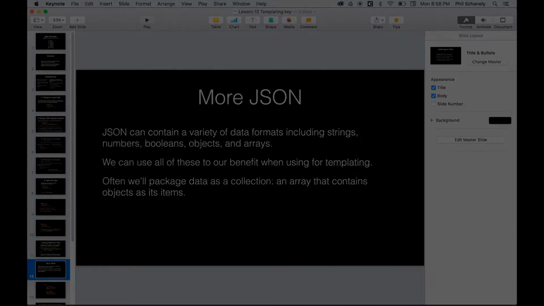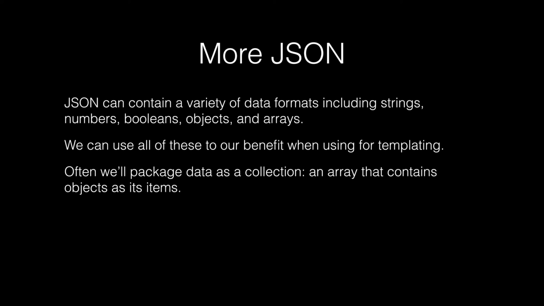So we were just starting to talk about more JSON, and this is just to remind you that JSON can contain a variety of data formats, including strings, numbers, booleans, objects, and arrays. We talked about this briefly in the last lesson, but I wanted to remind you of it here. We can use all of these to our benefit when using our templating, and often we'll package data as a collection. A collection is an array that contains objects as its items. So remember that an array is a list or a set of items. Just imagine that each of those items is an object.